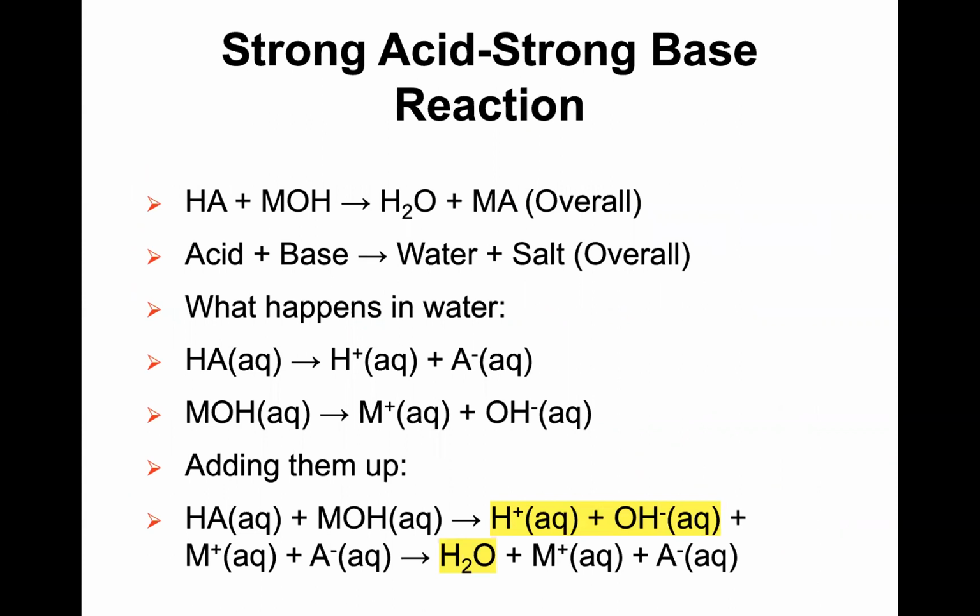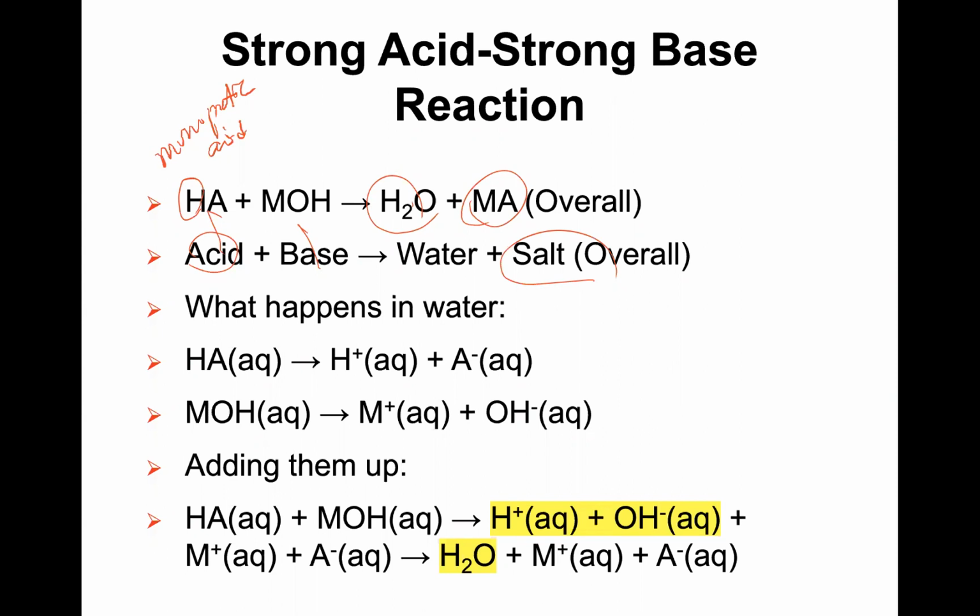Now let's look at the reaction between a strong acid and a strong base, and what is actually behind what we see. Since there is only one proton, we call this a monoprotic acid. It reacts with this base to form water and a salt. So we can write a general equation: acid and base react to form water and salt.